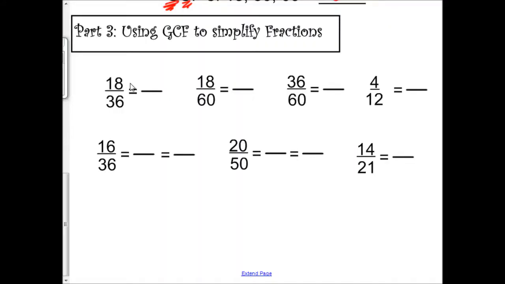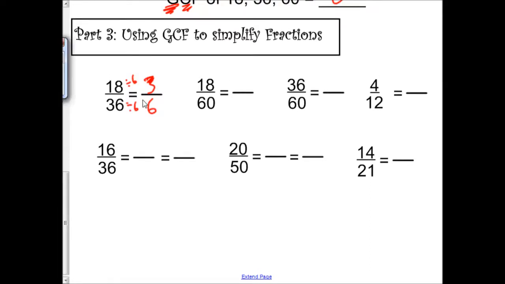So what we're going to do is divide the top by 6, and we're going to divide the bottom by 6. 18 divided by 6 is 3, and 36 divided by 6 is 6.